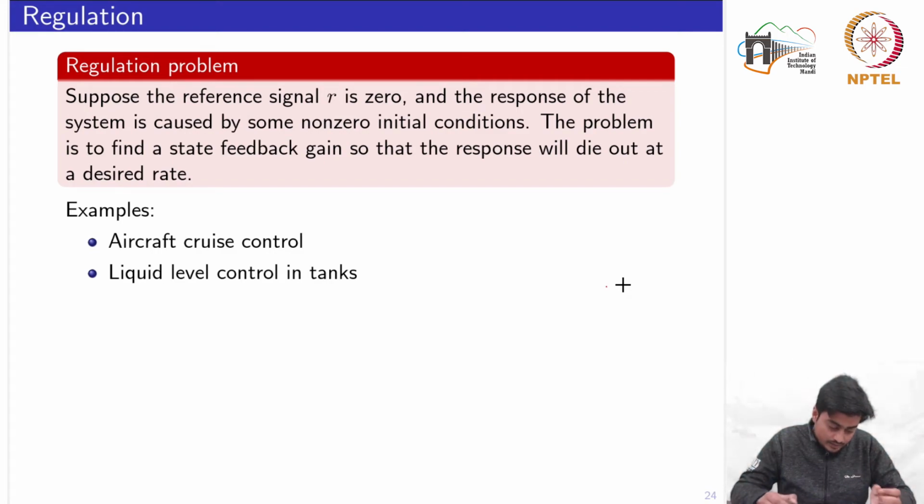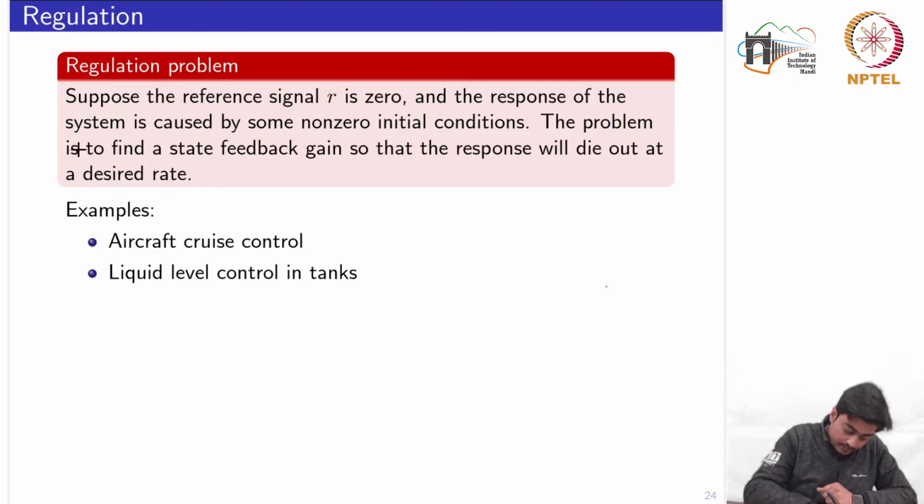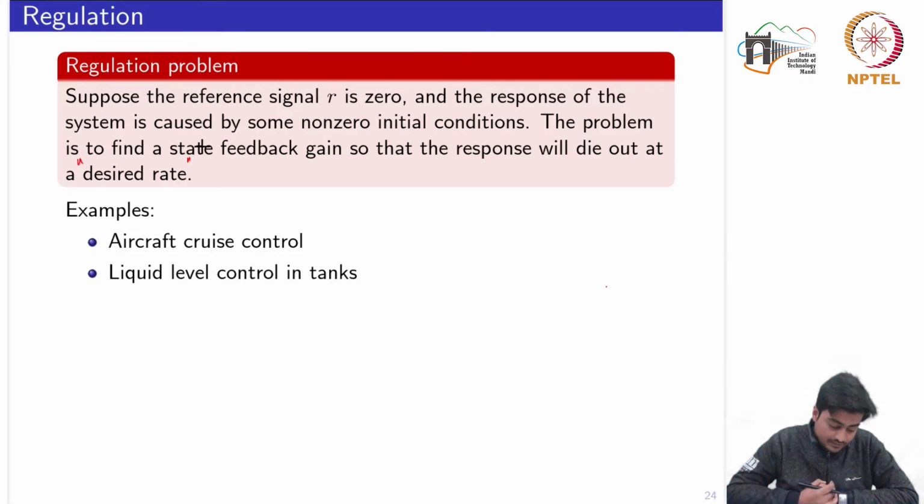So the regulation problem deals with the fact that, suppose the reference signal R is 0 and the response of the system is caused by some non-zero initial conditions. The problem is to find a state feedback gain so that the response will die out at a desired rate. Now this computation of the desired rate basically consists of defining the control objective, which you can define in terms of the eigenvalues, that is, where you want the eigenvalues of the closed loop system to be placed.